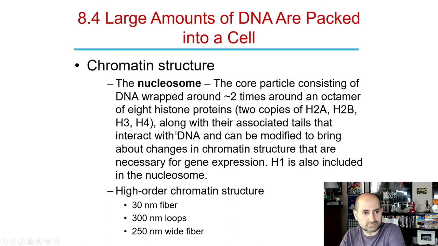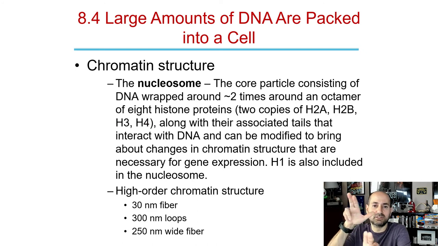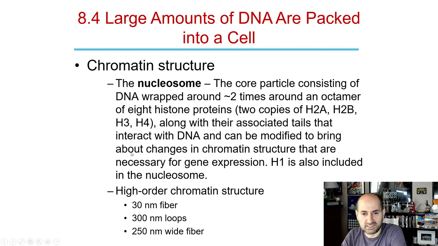Okay. Now, again, remember I said the nucleosome is the core particle, the octamer of these eight histone proteins with DNA wrapped around about two times, 1.65 times. The histone proteins involved in the octamer are two H2A, two H2B, two H3, and two H4. There's two of each. And then remember, histone H1 clamps down and brings it all together. It locks in the DNA on top of the octamer.